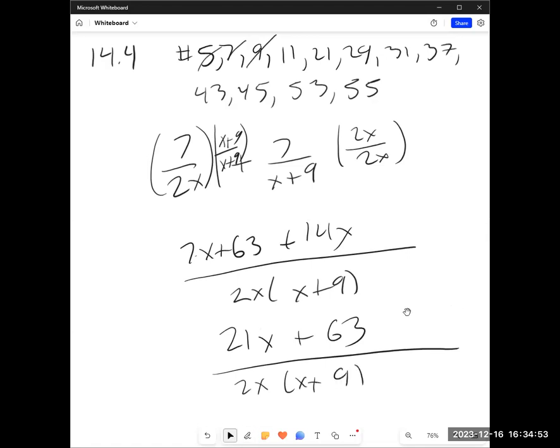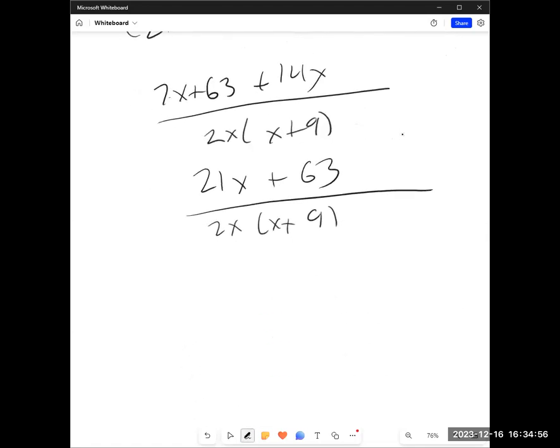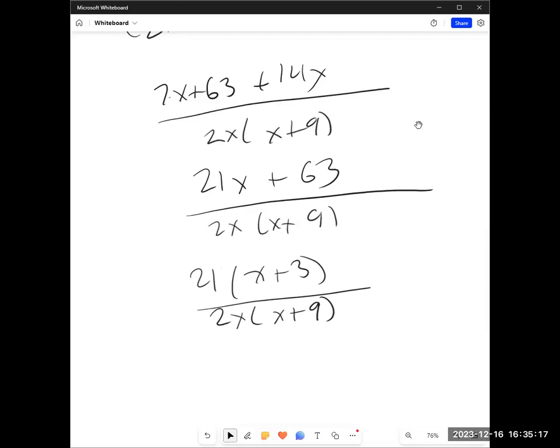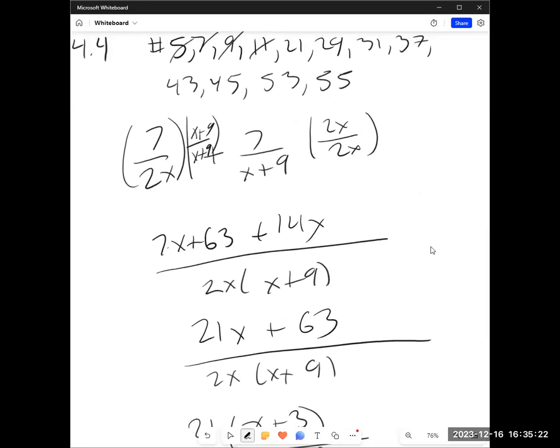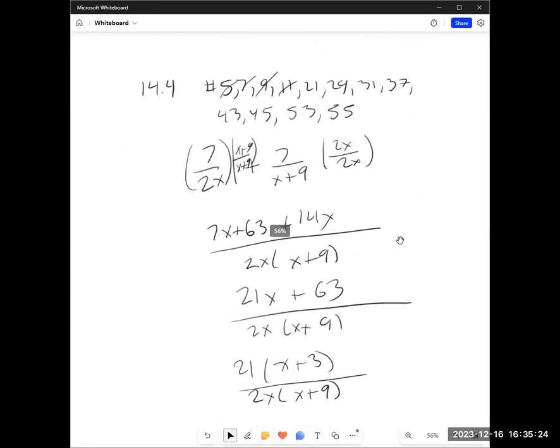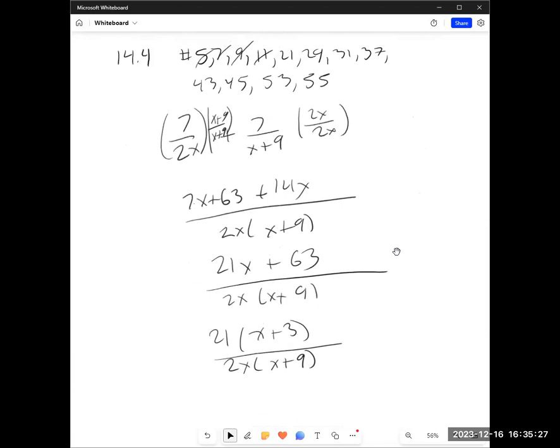And let's be absolutely sure that nothing cancels out here. 7 times 3x plus 9. Nope. 3 comes out. 21 times x plus 3 over 2x times x plus 9. And nothing more cancels. 2 doesn't go into 21. x plus 3 and x plus 9 are not the same. So we are done with that one. I'll let you see the entire problem there.